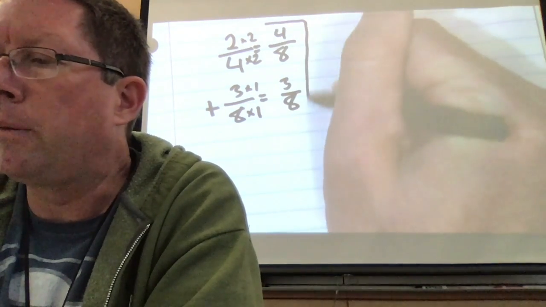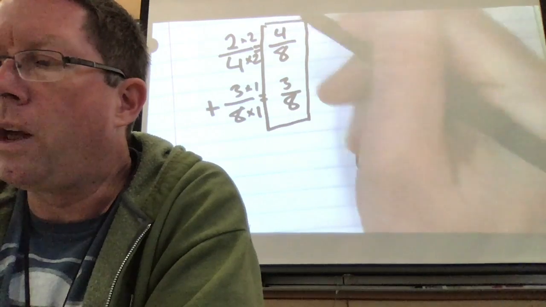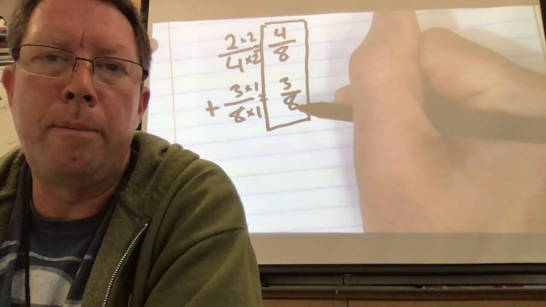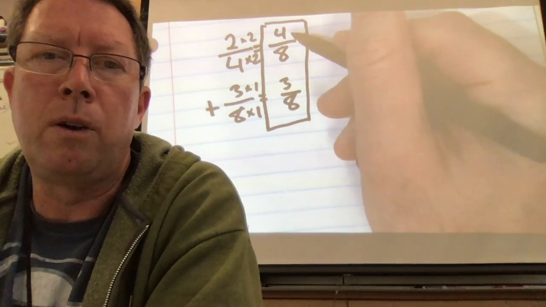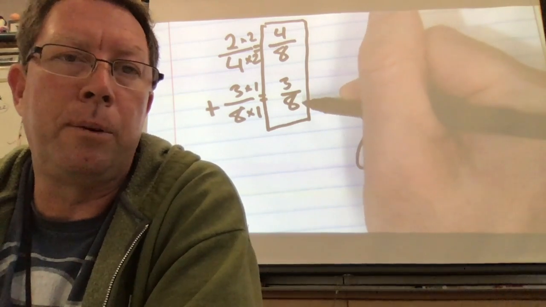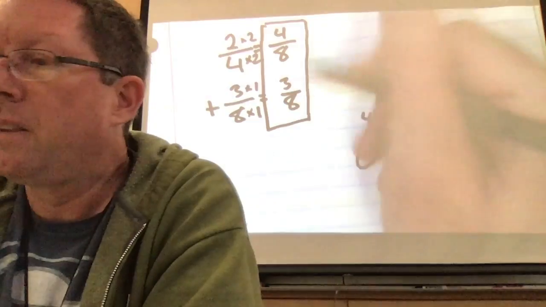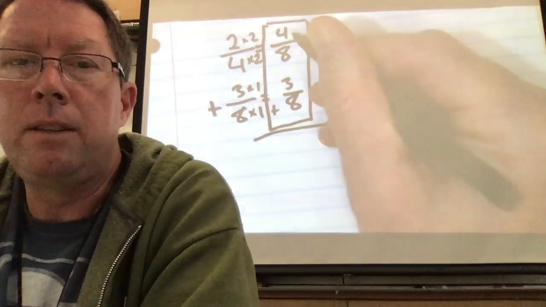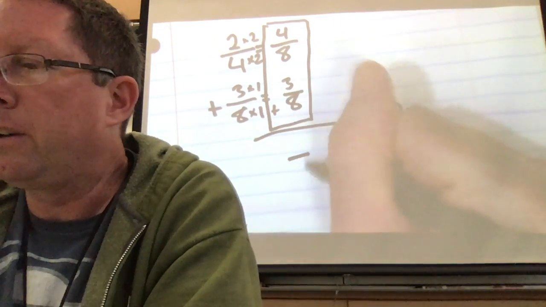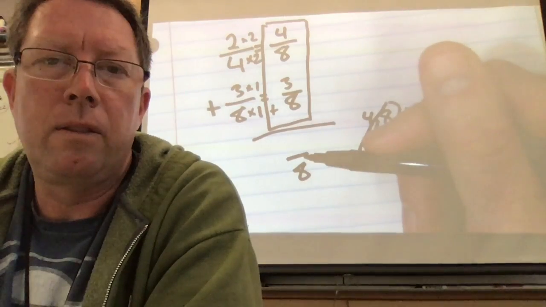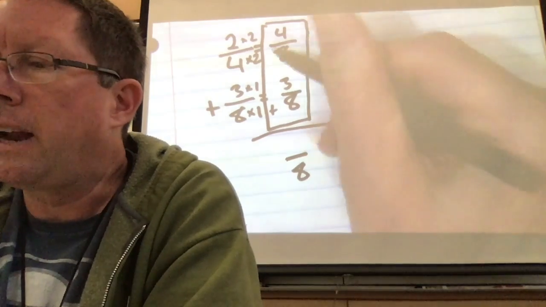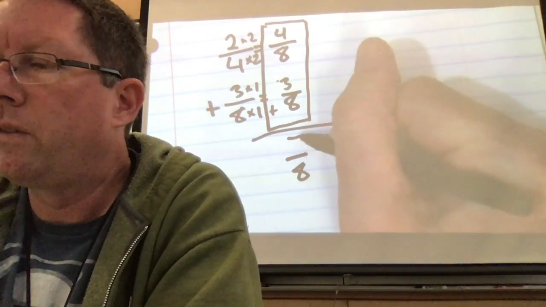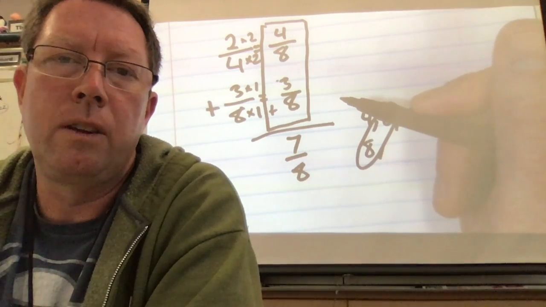But now we have a new problem with fractions that have the same denominator. So now it's like saying 4 apples plus 3 apples. It's apples to apples. So if we add these up, bottom number we already know is just going to be an 8. Stays the same. And we're just going to add the tops. 4, 5, 6, 7. 7 eighths.